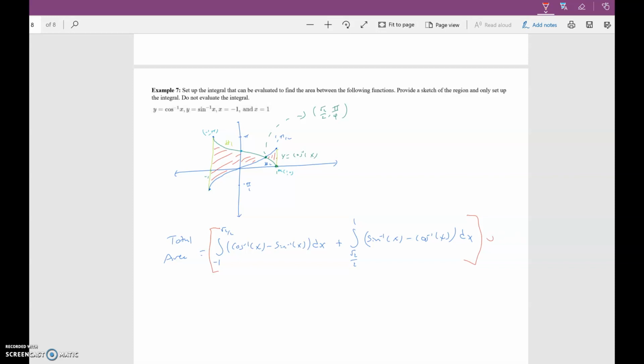For future exams or quizzes, I need you to take a look at the instructions. I may just ask you to set them up. So units technically squared.